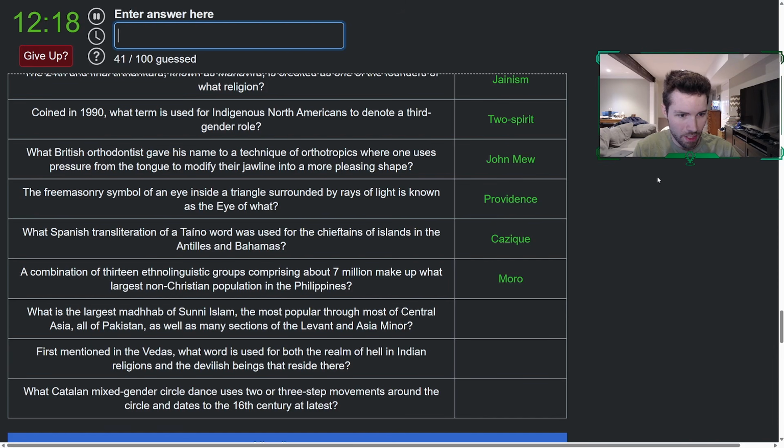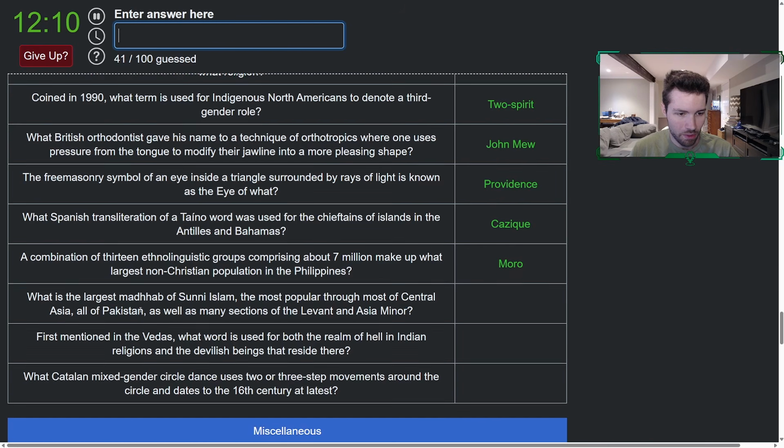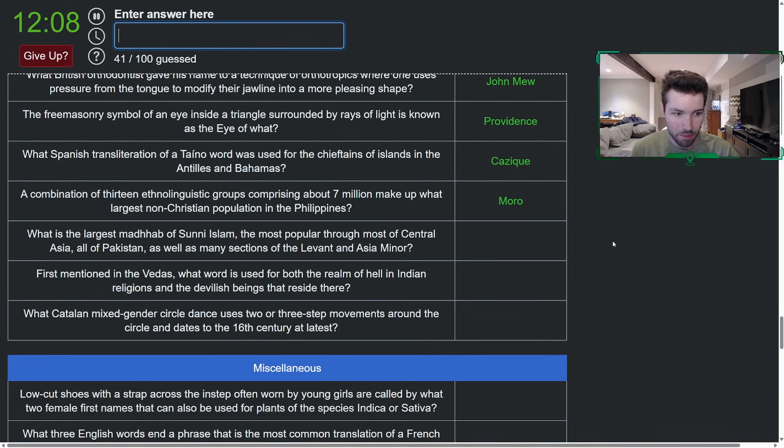What is the largest madhab of Sunni Islam, the most popular through most of Central Asia, all of Pakistan, as well as many sections of the Levant and Asia Minor? I don't even know what a madhab is, like a subsect or something. I don't know. First mentioned in the Vedas, what word is used for both the realm of hell in Indian religions and the devilish beings that reside there? Is this like Naraka? Nice.